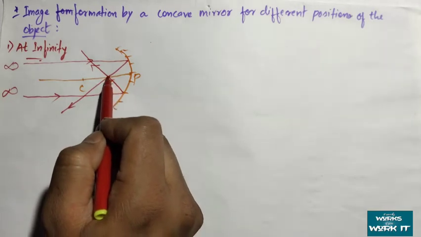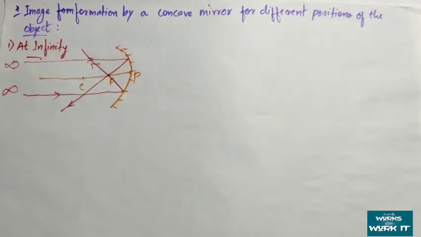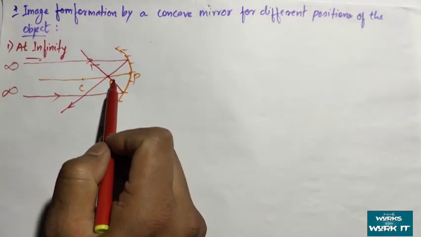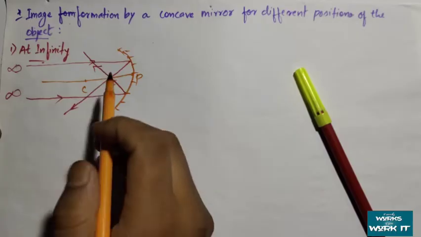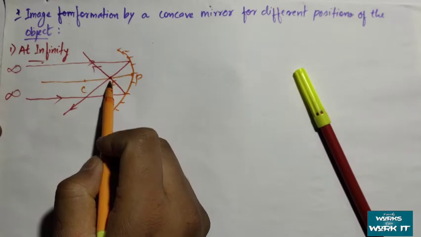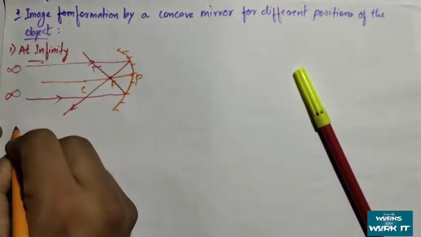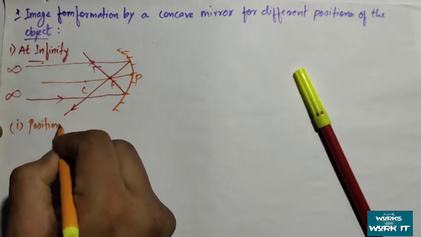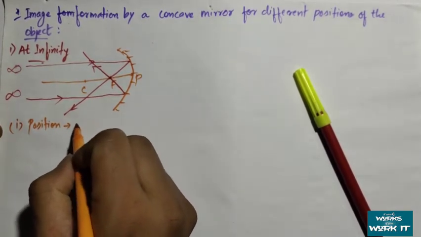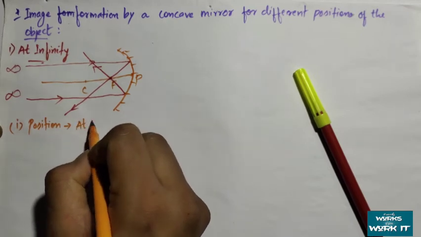Okay, so we need the definition of image now. The image definition tells that any point where two reflected rays meet, that forms the image. So here also, after the two reflected rays have passed over, they intersect in one point. That is F, that means principal focus. So first thing that we need to know is the position. Where is the position of the image? So position of the image is at F.